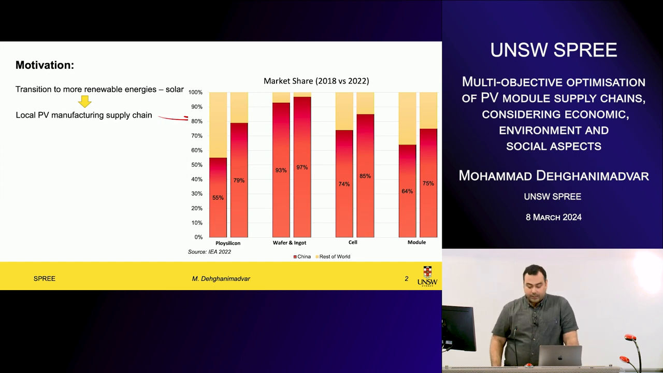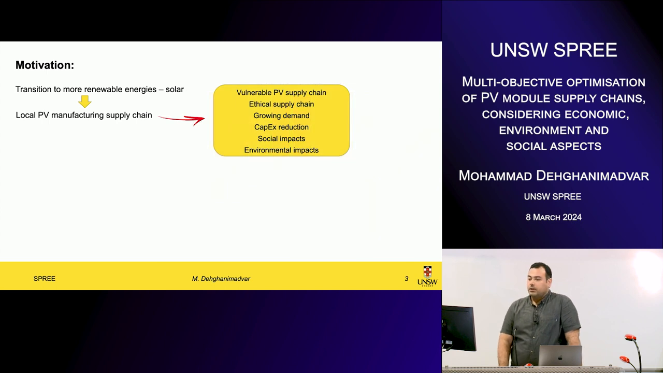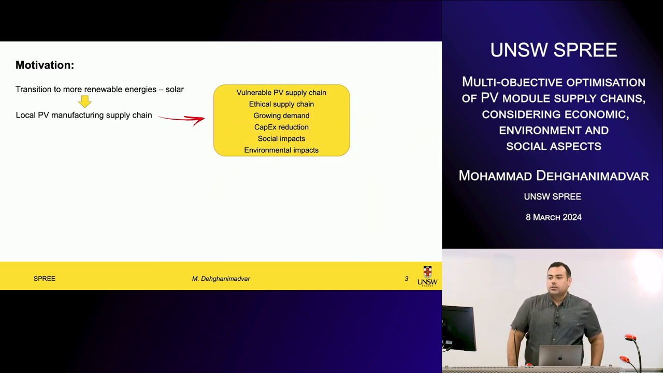The other issue with the current supply chain is an ethical problem. There is ongoing argument against the use of forced labor practices in the current supply chain. So we need to diversify this supply chain. This is a huge challenge, but we also have an opportunity.